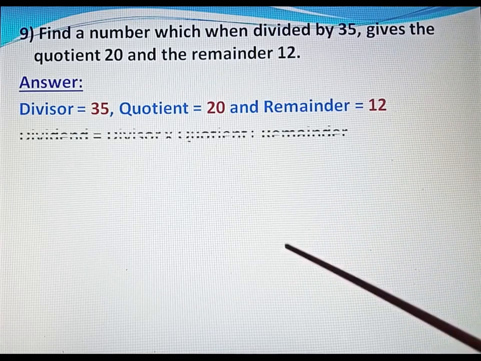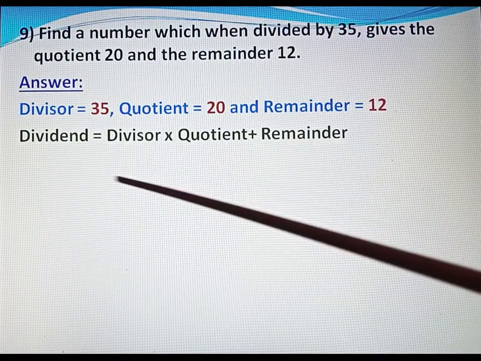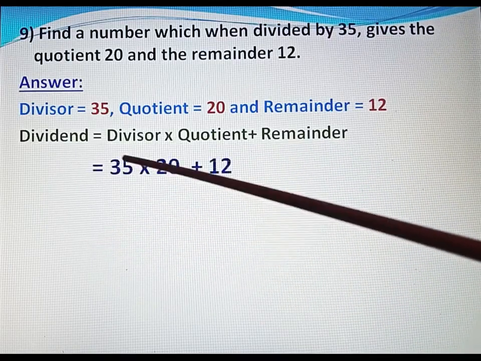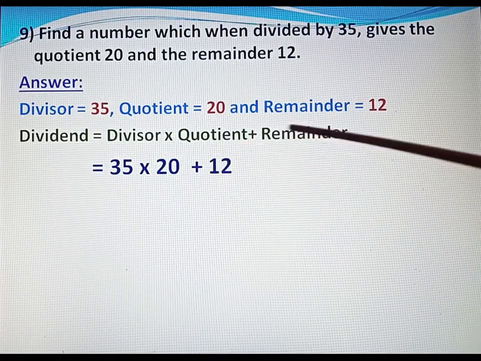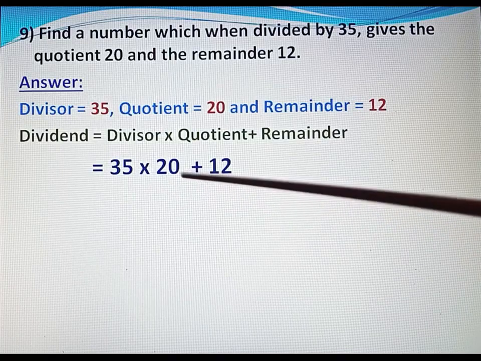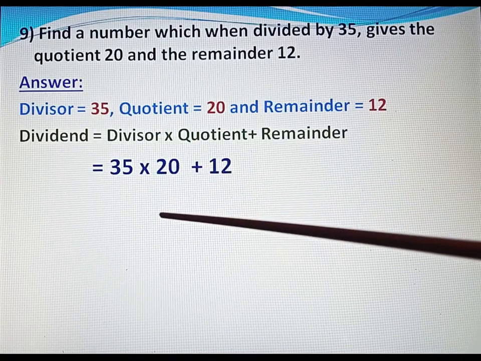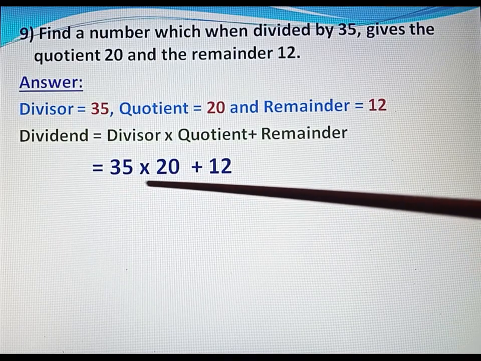And as we know the formula, that is dividend equals divisor multiply quotient plus remainder. We will put the values. Divisor 35 multiply quotient 20 plus remainder 12. We will multiply 35 by 20. See, in 20 a 0 is there, so we will put 0 at the last in the product. But first we will multiply 35 by 2.